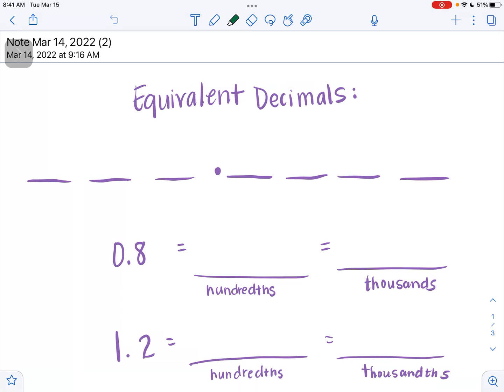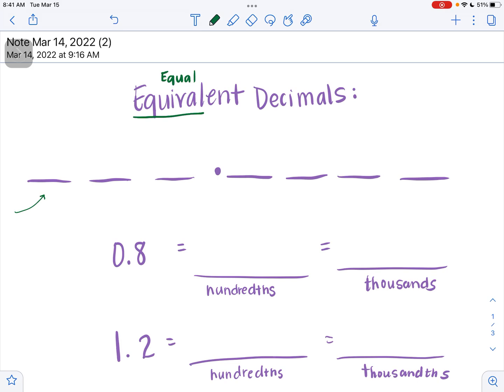Today we're going to start our lesson by talking about equivalent decimals. Remember, when we use the word equivalent, we mean equal. They are of the same value. And to get started, I want you guys to write the following in your notebook. And we're just going to remind ourselves what the place values are.